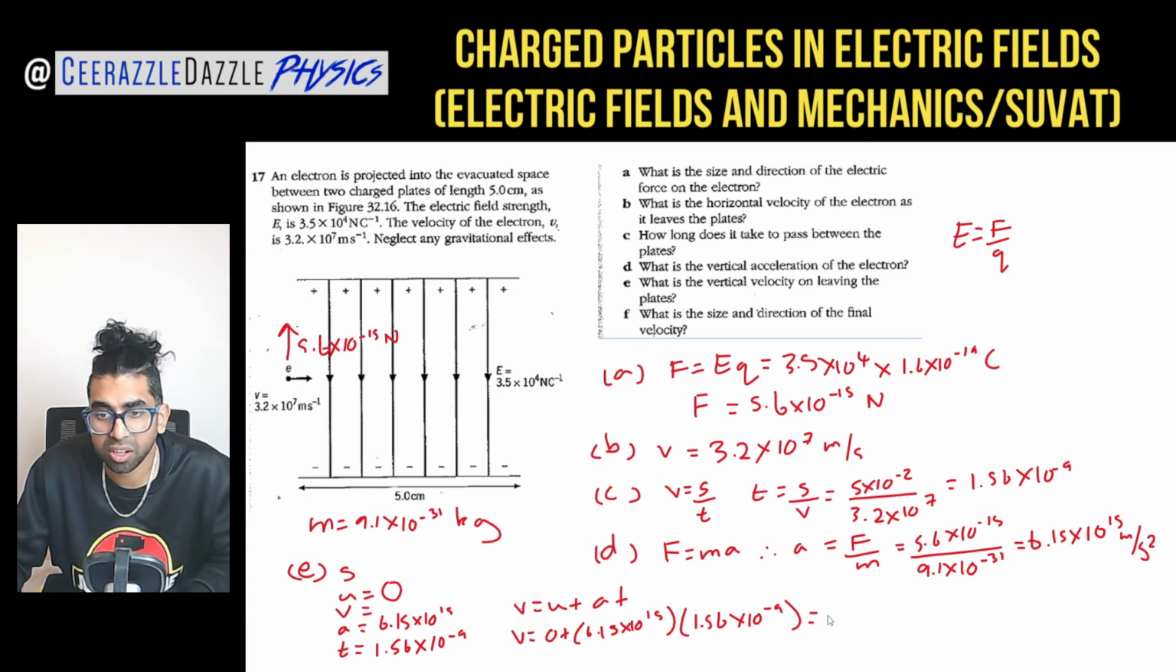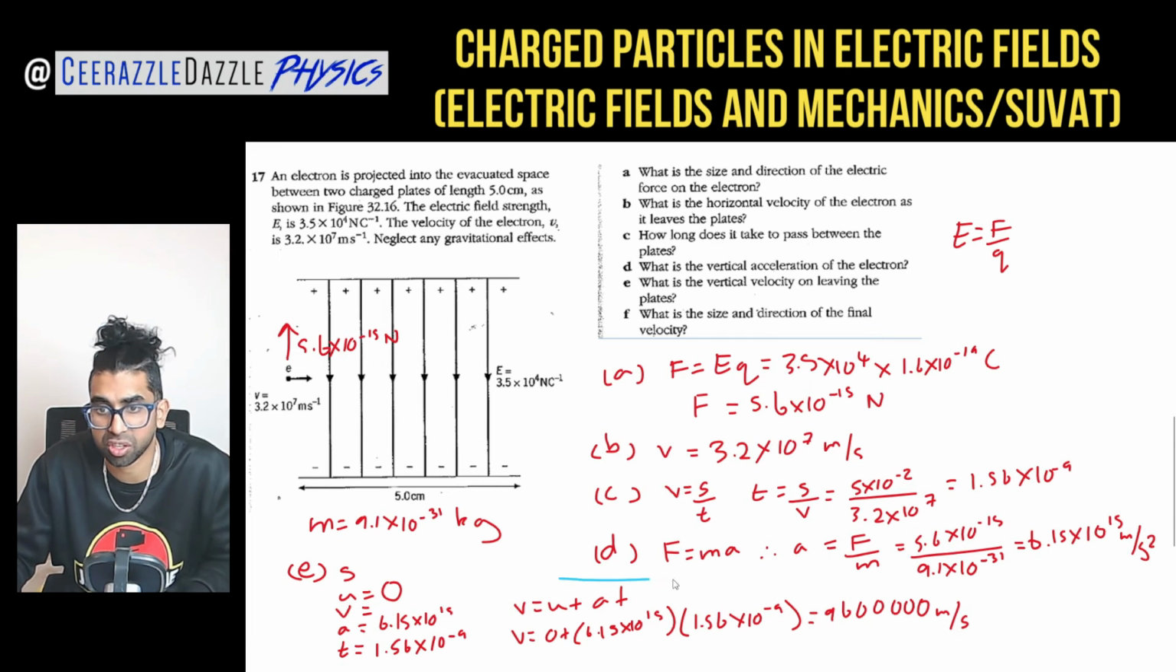I'm getting the value of the final velocity in the vertical plane to be 9,600,000 meters per second. I'll just put a line under it so you don't get confused. This was for this question, and these are for the ones over here.